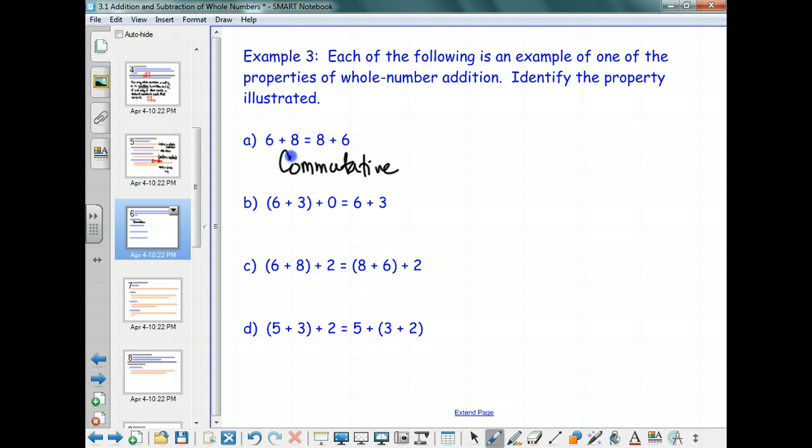Now, B, C, and D all have parentheses. That does not mean that they are all associative. So first of all, get that out of your head that parentheses means that this is associative. You need to figure out what the parentheses are doing. So on part B, it says 6 plus 3 in parentheses plus 0 equals 6 plus 3. What property is used there? That is the identity property, right? The parentheses had nothing to do with what associative parentheses do for us. This is the identity property.